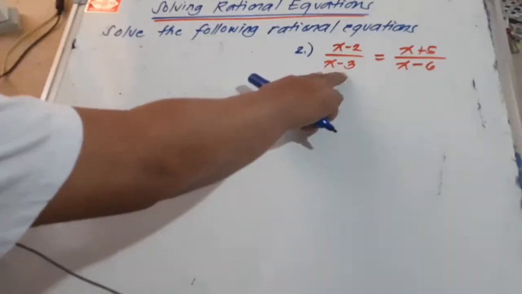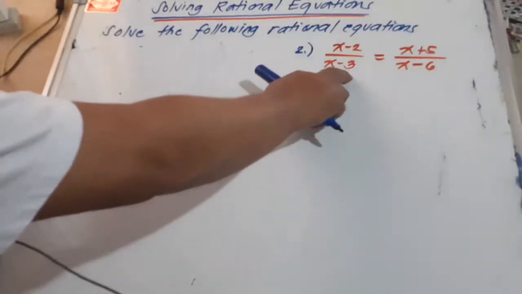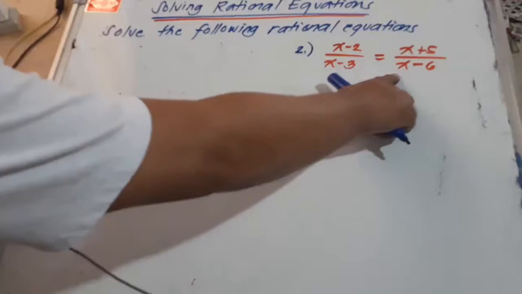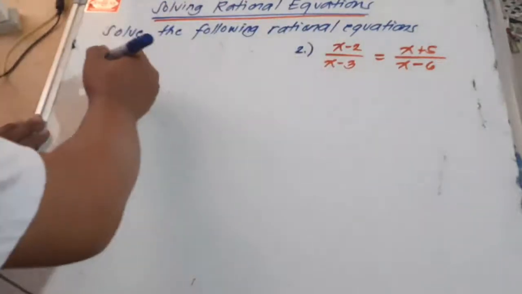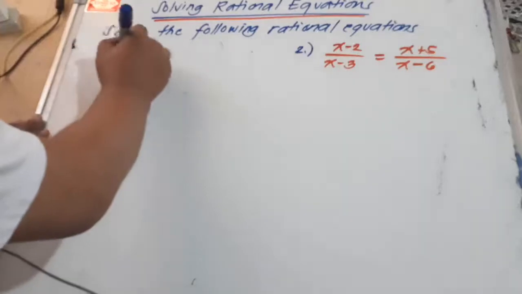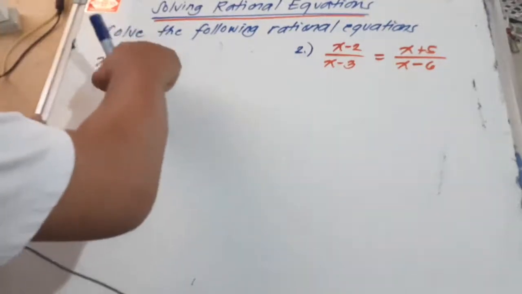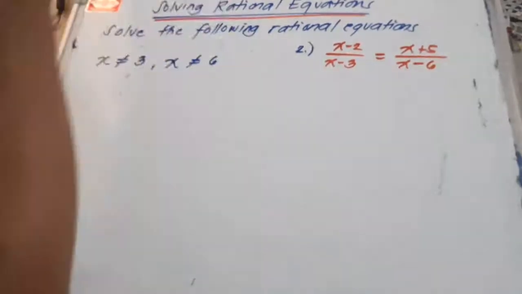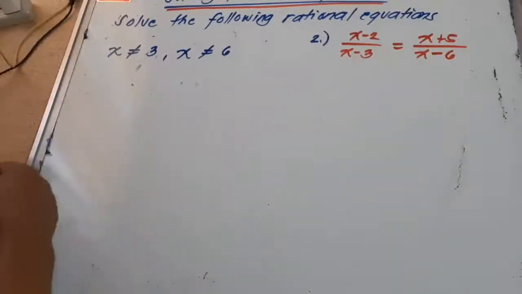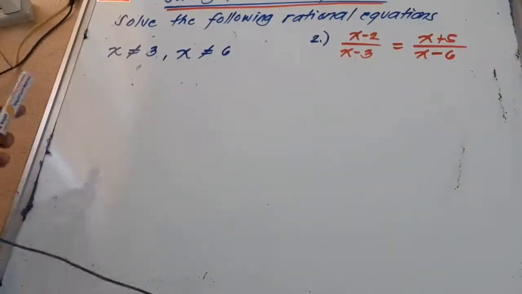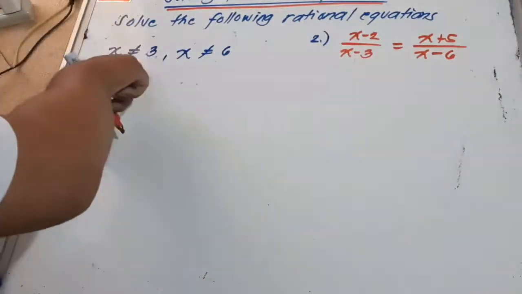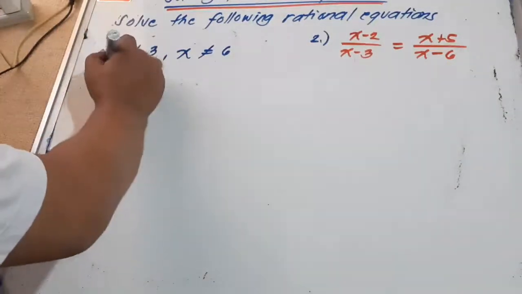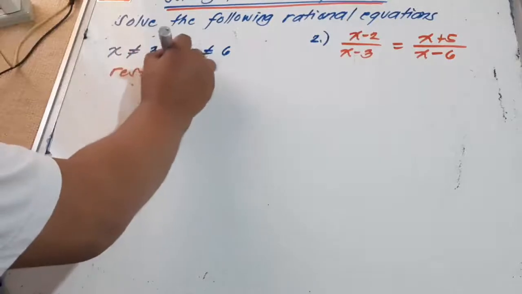Hindi pwede maging value ng x ay 3. Kasi 3 minus 3, that will make 0 dun sa left side, denominator ng left side ng equation. And x cannot be equal to 6 kasi magiging 0 din yung denominator niya. Therefore, ang restriction natin is x not equal to 3 and x should not equal to positive 6. Okay? Ito yung ating restrictions ng ating denominators ng rational expressions. Hindi pwede maging x equals 3 at hindi rin pwede maging x equals positive 6. Okay? So, ito yung ating restrictions sa denominator.